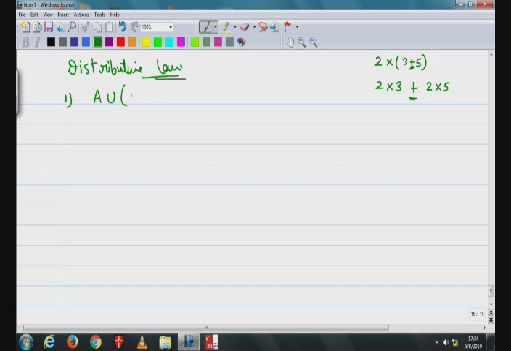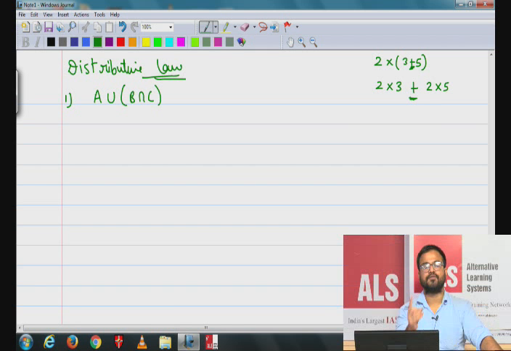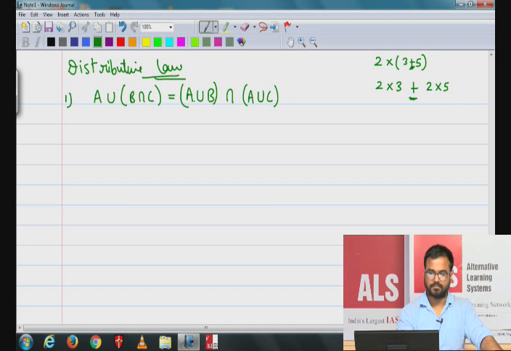So similarly, if it is A union B intersection C, it means the distribution of union over intersection. This is the meaning of this. So this has to be equal to A union B intersection A union C, like this.